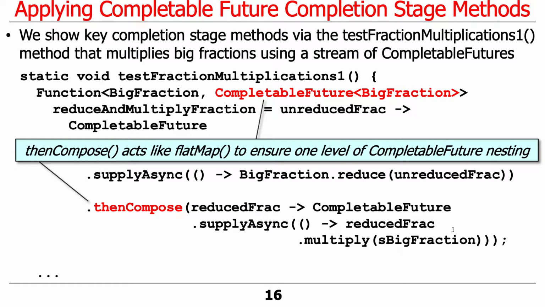And in this case, we use then compose in a flat map-like way to ensure there's only one level of completable future nesting. So if we tried to use, say, then apply, we'd end up with a completable future to a completable future, which we don't want. So instead, we can use then compose, which takes this asynchronous operation and strips out the nesting so there's only one level of completable future. So that would be one way to do it.